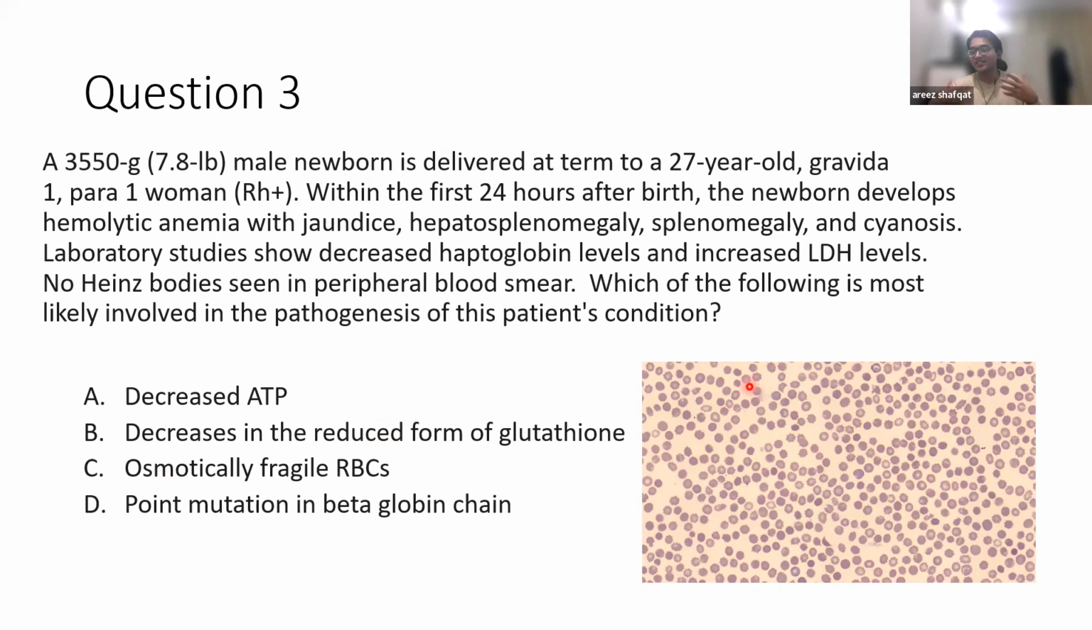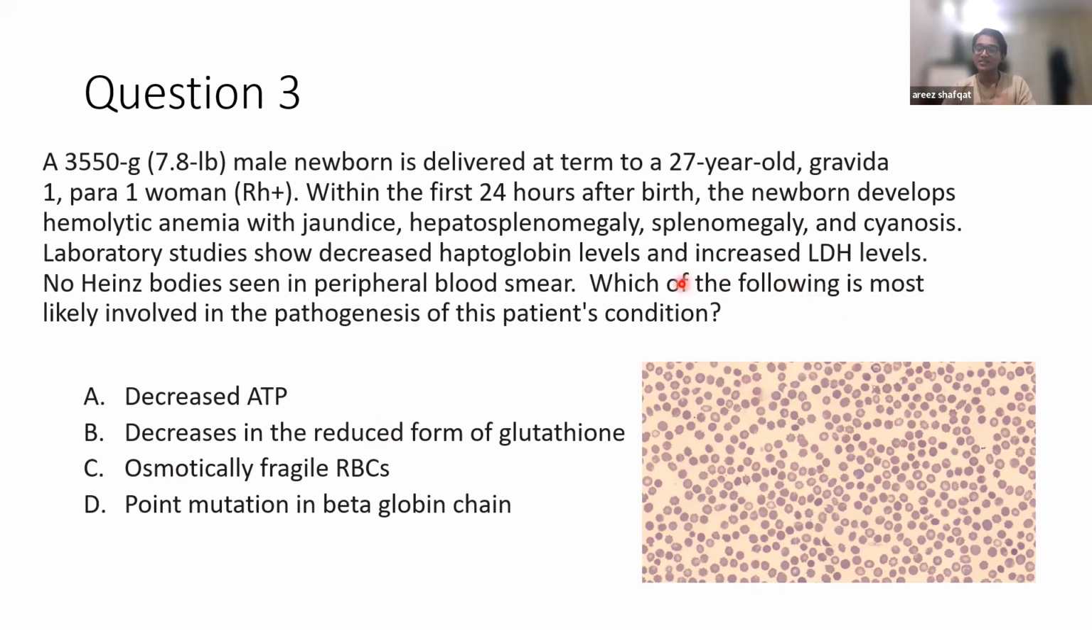So whenever they describe a patient with hemolytic anemia, you should always think about pyruvate kinase deficiency and G6PD. Then you should look at whether there are Heinz bodies. If there are Heinz bodies, the guy has G6PD. If not, the guy has pyruvate kinase deficiency.